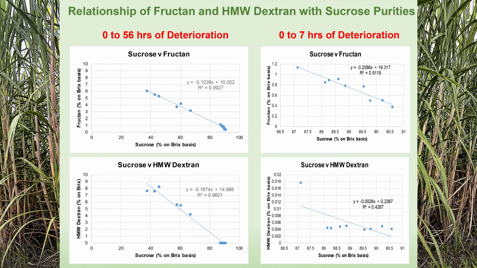Again, sucrose, if you look from 0 to 56 hours of deterioration, both the fructan and the dextran were related to sucrose, but you'd expect that because they're both eating, fructan's taking the fructose, dextran's taking the glucose. But if you look at the first hours of deterioration, the fructan has a much higher correlation, and there's nothing there because early on, fructan is more important than the leuconostoc.